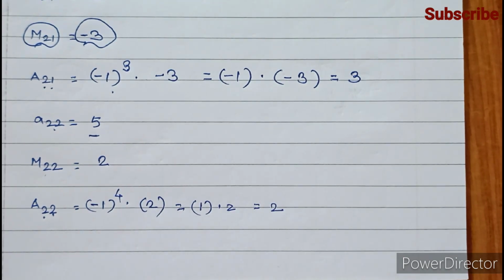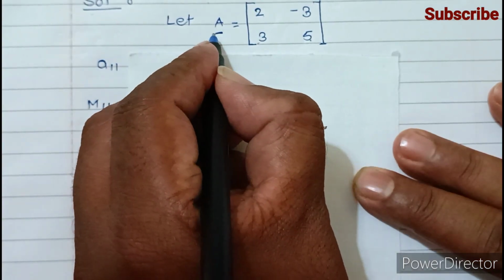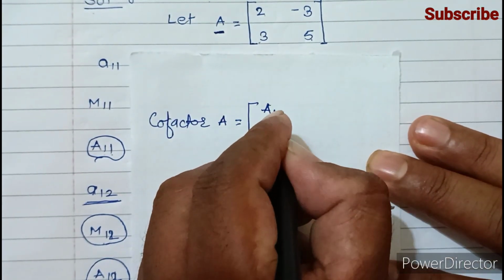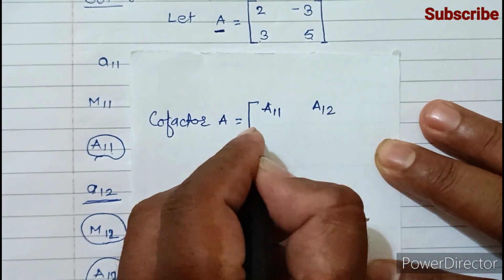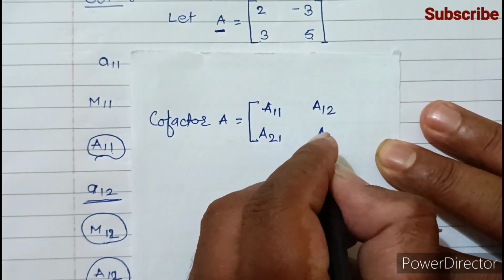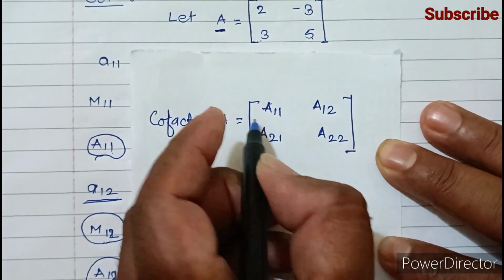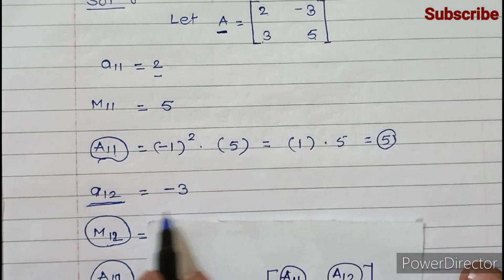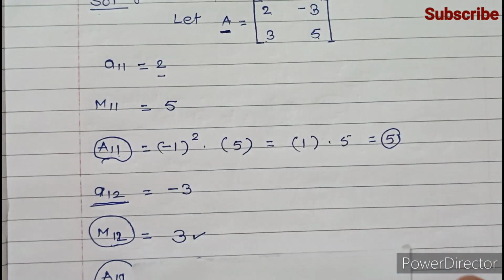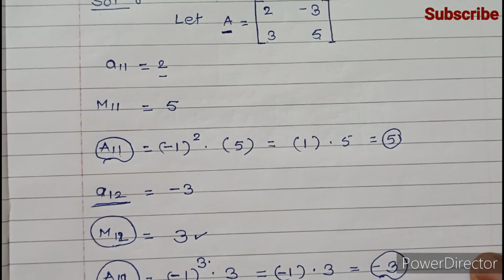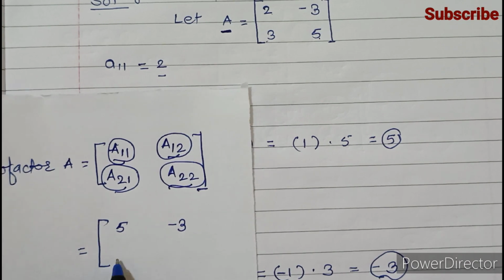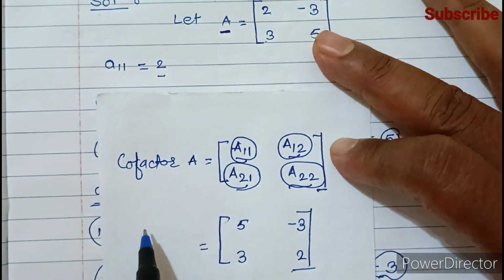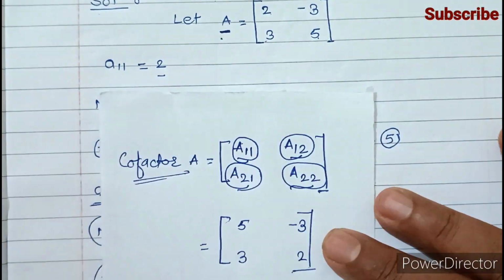Therefore, the cofactor matrix of this matrix A becomes A11, A12, A21, and A22. By putting the values of A11, A12, A21, and A22 from here, we get the new matrix, that is 5, minus 3, 3, 2, which is nothing but the cofactor of this matrix A.